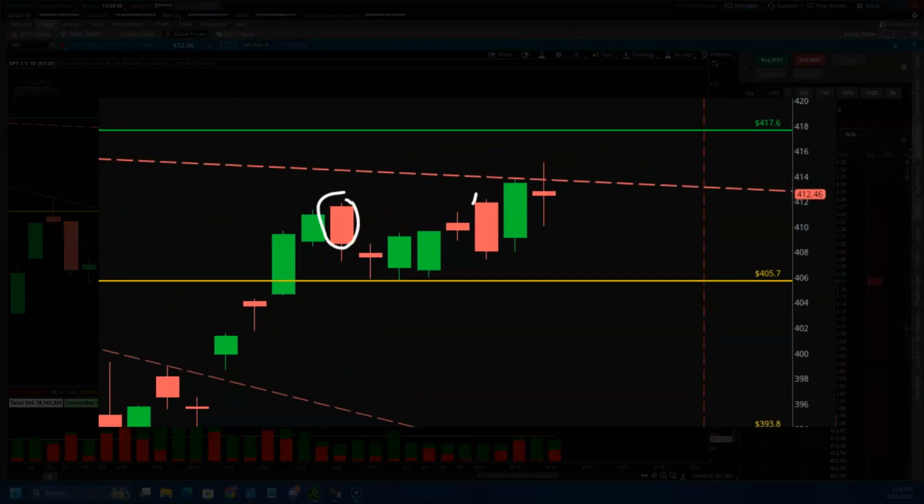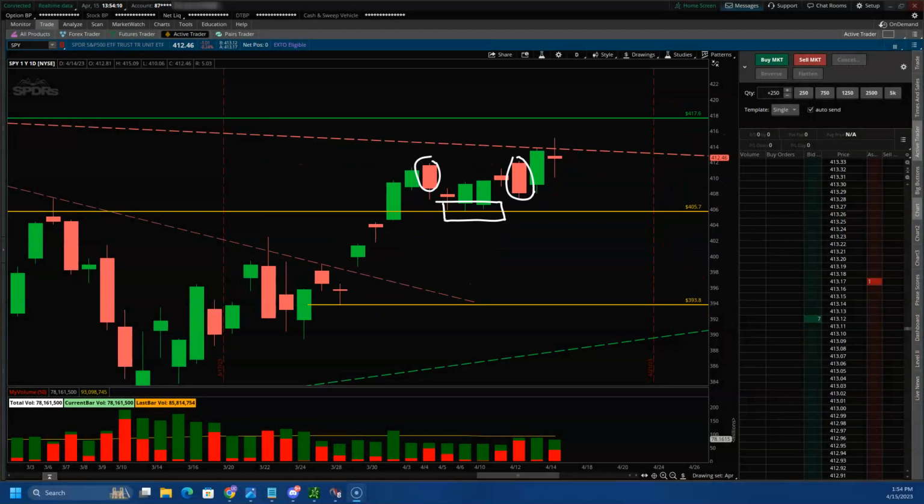This was a big one. This one is a big one. Didn't really see any downside. Defended 405.7 for 3 days. Got a nice bullish action on Friday. We tried to break out, but couldn't really do it. Kind of just closed towards the high end of the week, right?